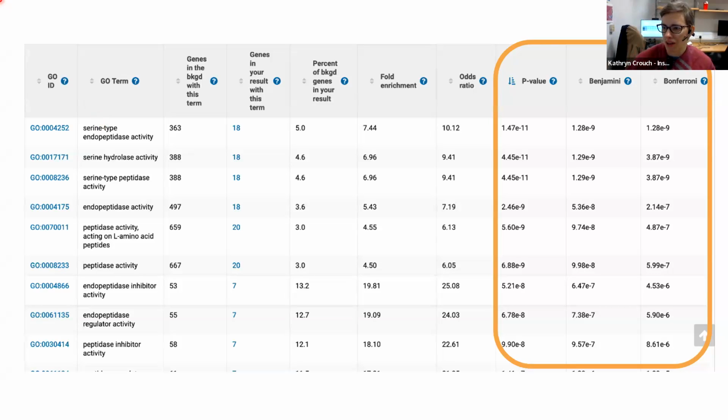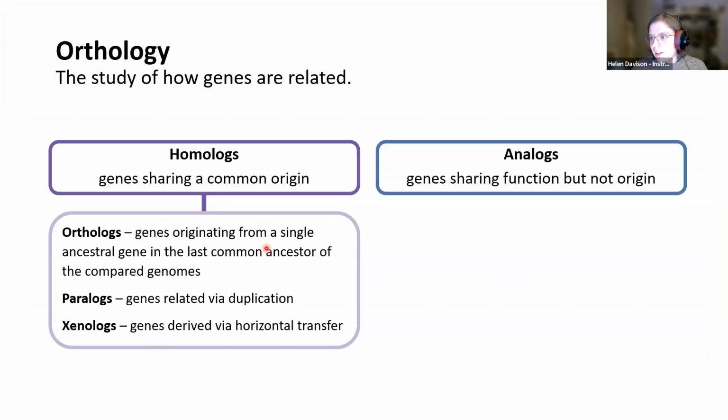So for those where you have something that looks significant, but actually the fourth column in this, the genes in your result with this term, if the value in that is very low, you do want to be a bit wary, even if the p-value is good. Yeah, that is another valid thing. Thank you. Okay, cool. So on to orthology.